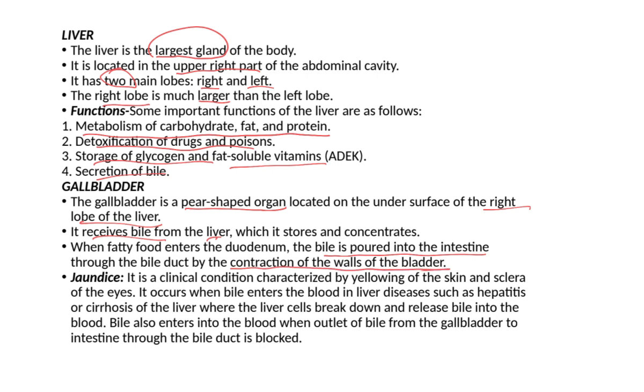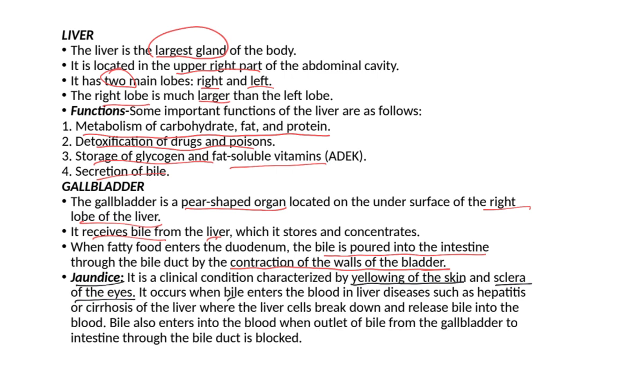Let's understand a clinical condition, jaundice, characterized by the yellowing of skin, sclera of the eyes. So there is yellowness of the skin in an individual who has been affected by jaundice, and along with the yellowness of the skin there is yellowness of the sclera or the white portion that is present in the eye.